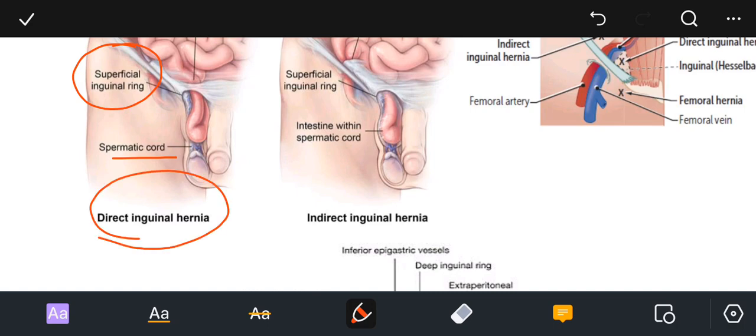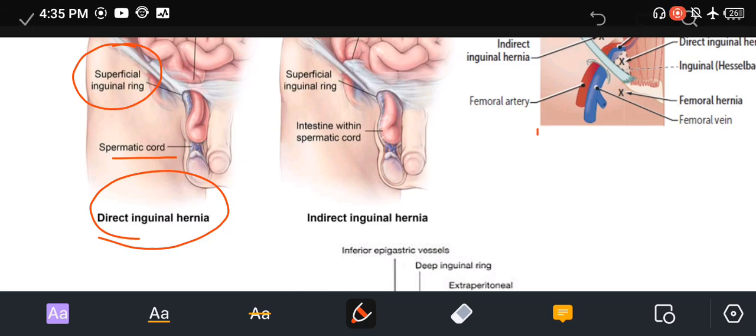the superficial inguinal ring. Then we have another type of hernia that is called the indirect inguinal hernia, and this indirect inguinal hernia is traversing both the layers, superficial as well as the deep inguinal ring.